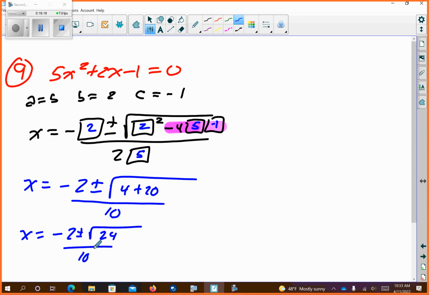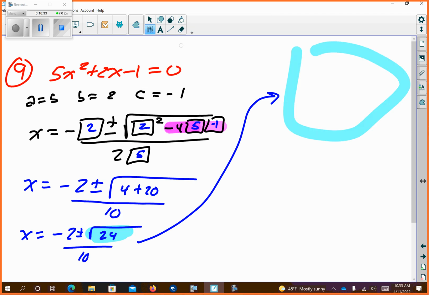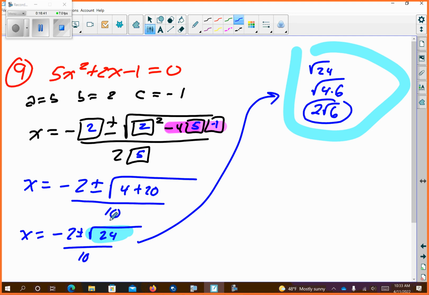All right, friends, if you get to here, you're going to miss 1 point. Why do I say you miss 1 point if you get to here? Because I didn't simplify it. So I'm going to take this, and we're going to put it in this box up here. Root 24 breaks down to 4 times 6, which is 2 root 6. So I'm going to replace this with that. So I'm going to get x equals -2 plus or minus 2 root 6 over 10. Friends, if you don't reduce it, and it can reduce, you're going to miss a half a point.